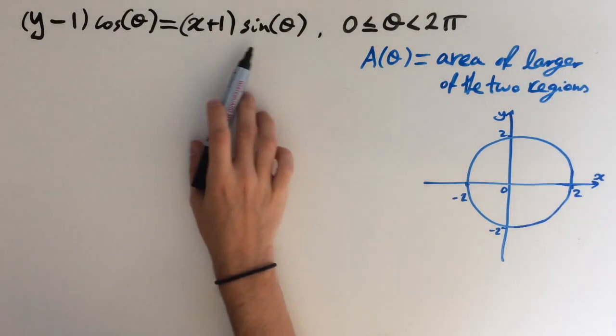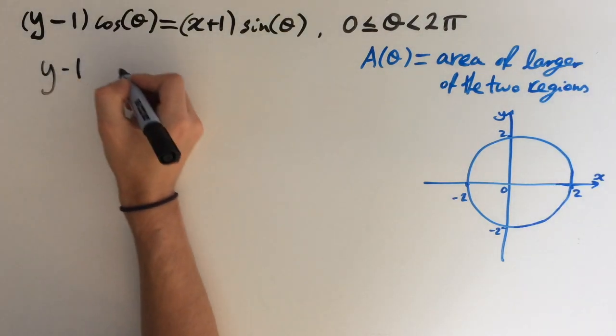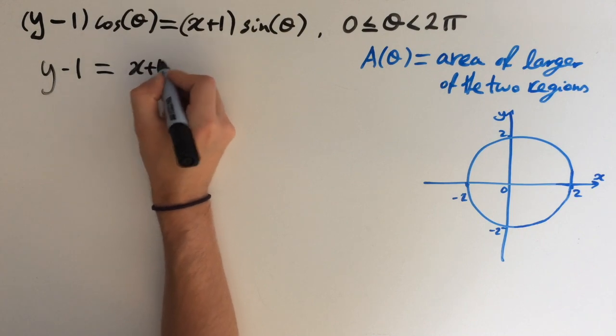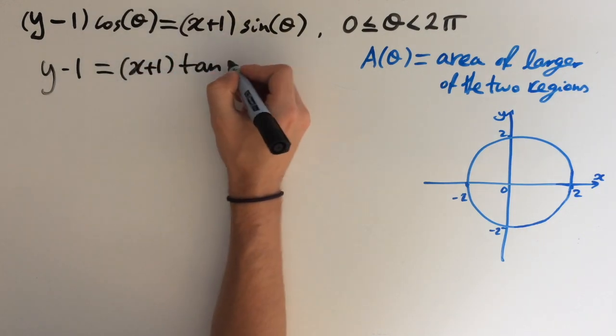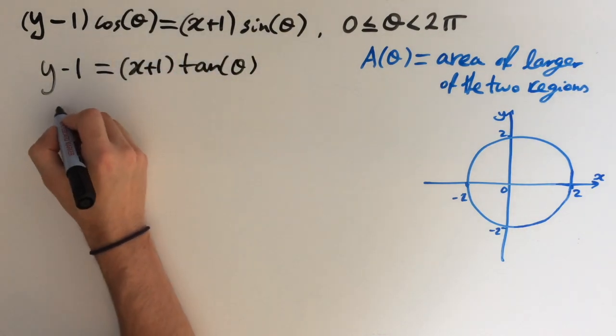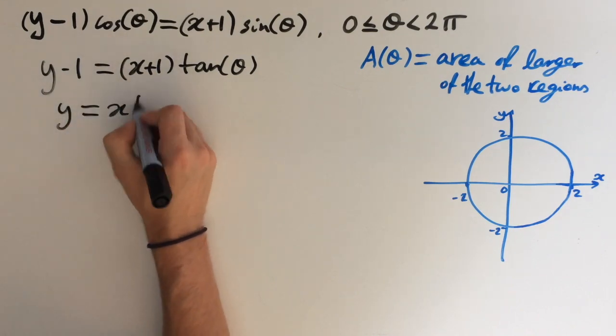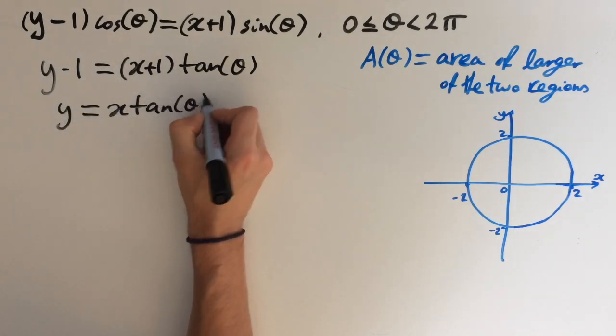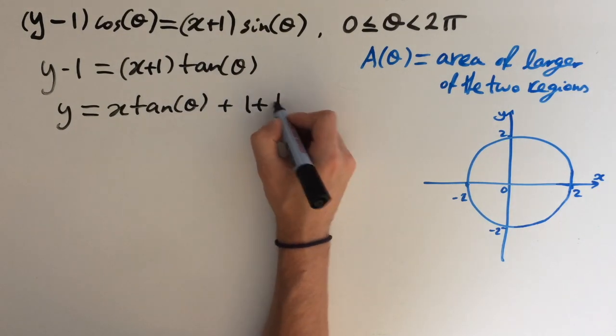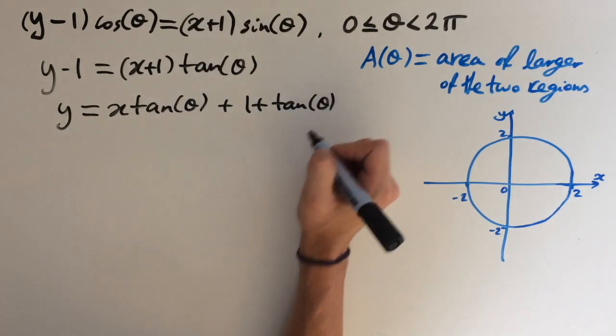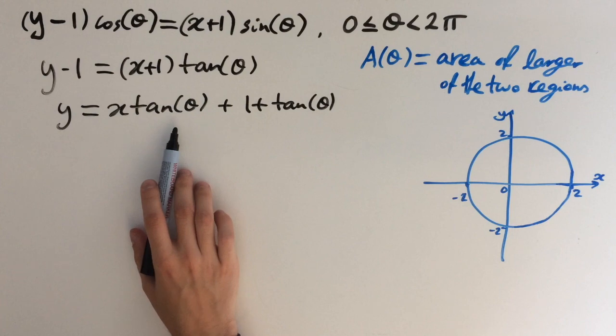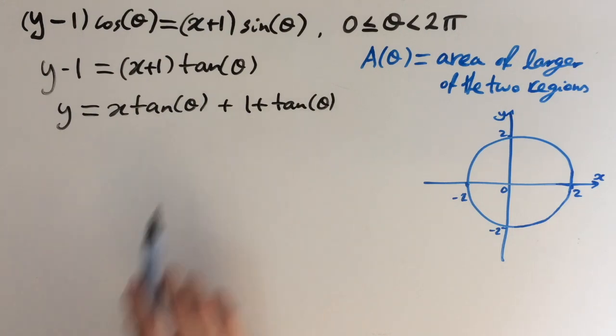If we divide by cosine of theta on both sides, we'll get y minus 1 equals x plus 1 times tan theta. And doing a bit more rearranging gets y equals x times tan of theta plus 1 plus tan of theta. So we have a gradient of tan theta and a y-intercept of 1 plus tan theta.